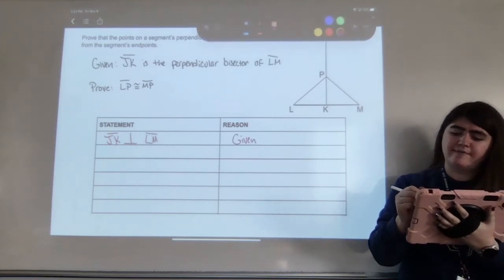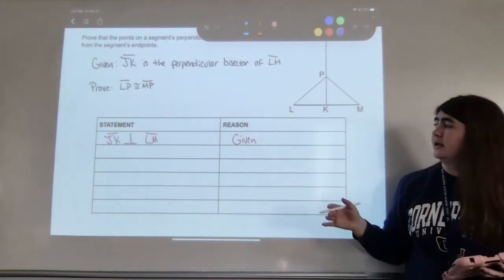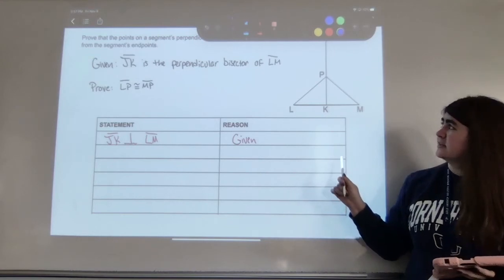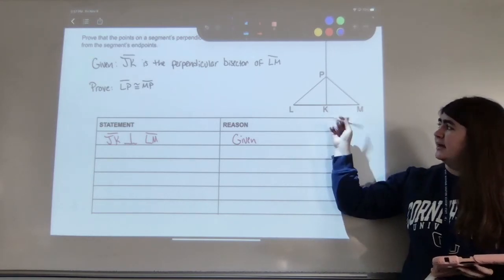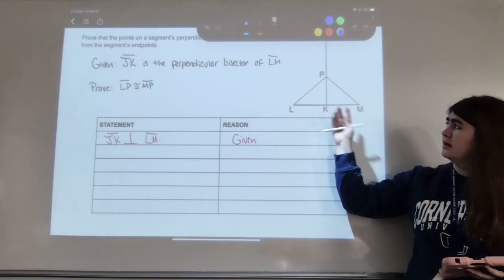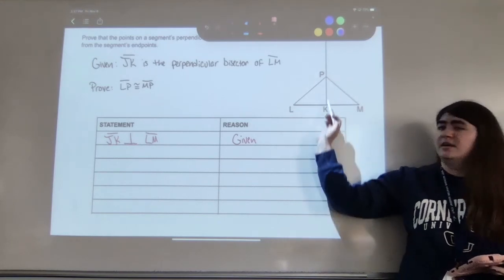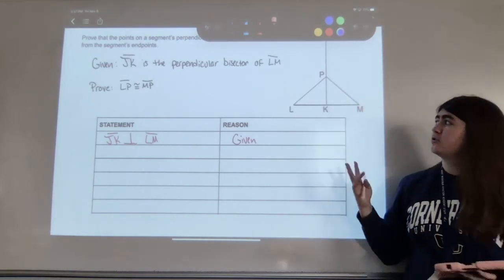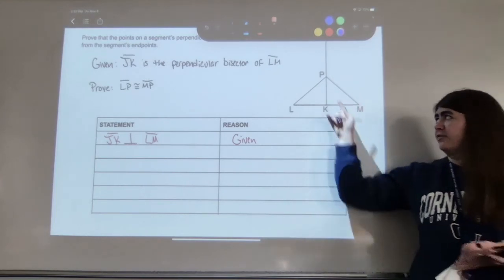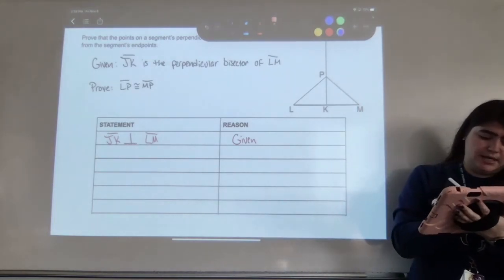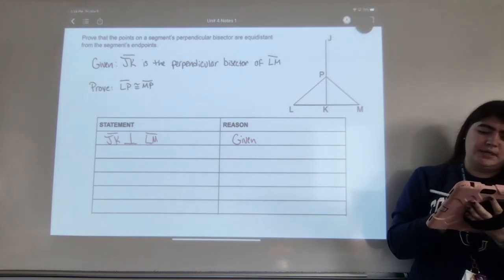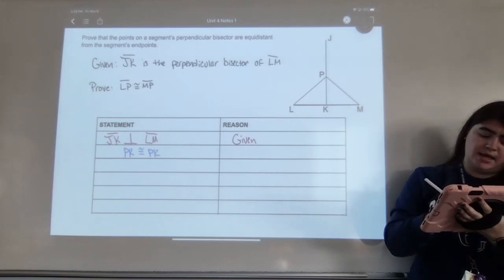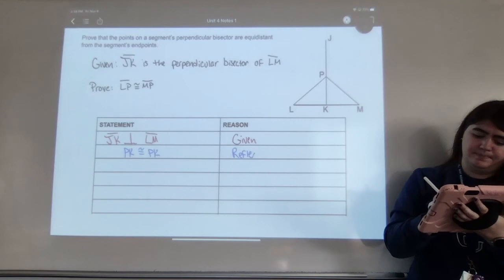All right, so now that we have that given statement, we're going to look at what we know in this image. I am recognizing that since this is bisecting, I have two sets of congruent sides right there. And I also am noticing that this is in both triangles, so I can also say that PK is congruent to PK. And those are two things that I can write down. I'm going to start with the reflexive property here, so I say PK is congruent to PK by the reflexive property.